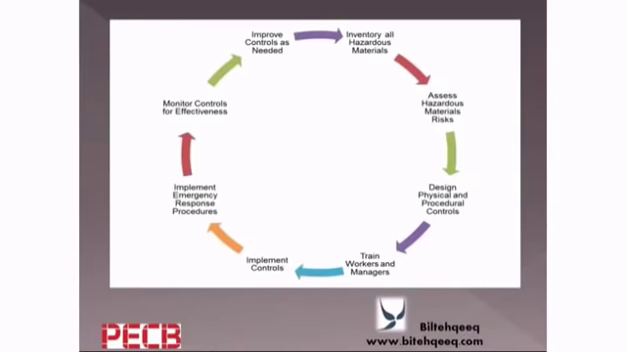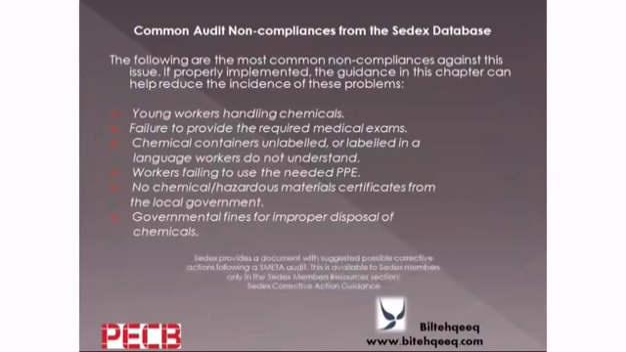These are some non-conformities which are raised during the audit. The first one is a young worker handling chemicals. In some organizations, underage or young workers, workers below 18 years of age, are handling chemicals. The next one is the failure to provide a required medical exam.